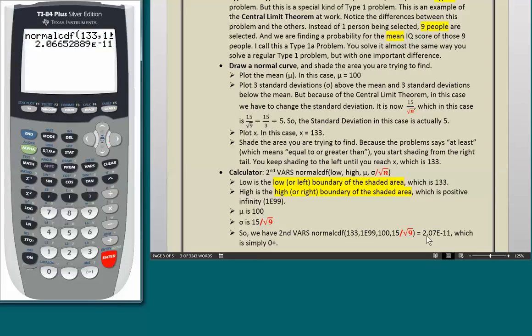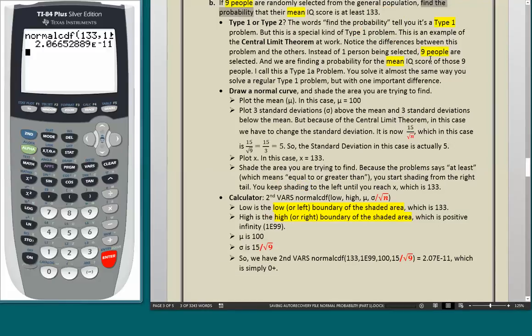And there's our answer, 2.07 e to the negative 11, which means you take this decimal point and move it 11 places to the left, which gives you 10 zeros before you get a 2. And that's basically just 0 plus. So that answer is 0, just like it sort of told us from our diagram. And that is the end of this presentation.